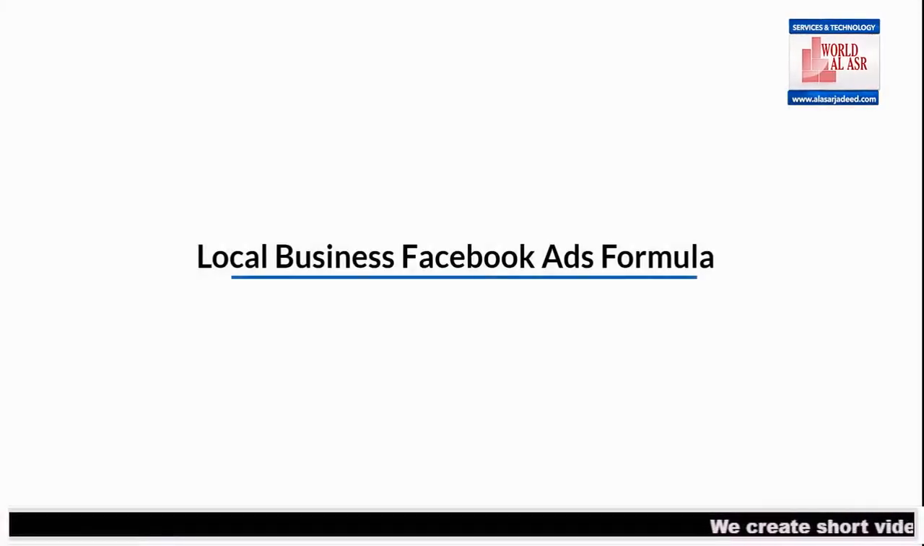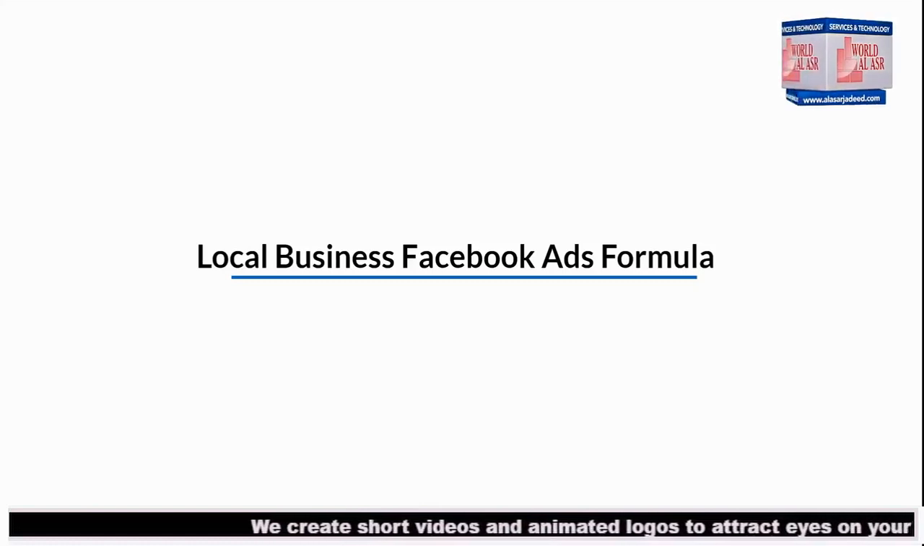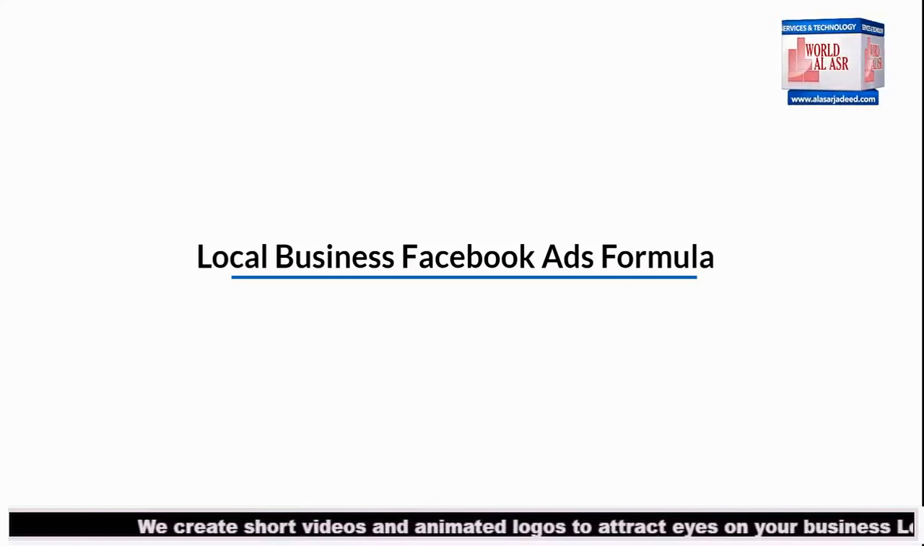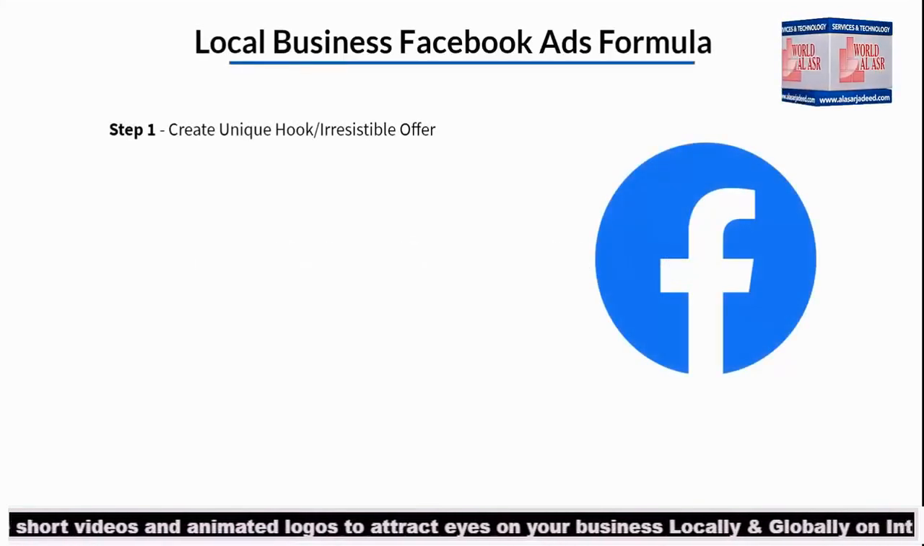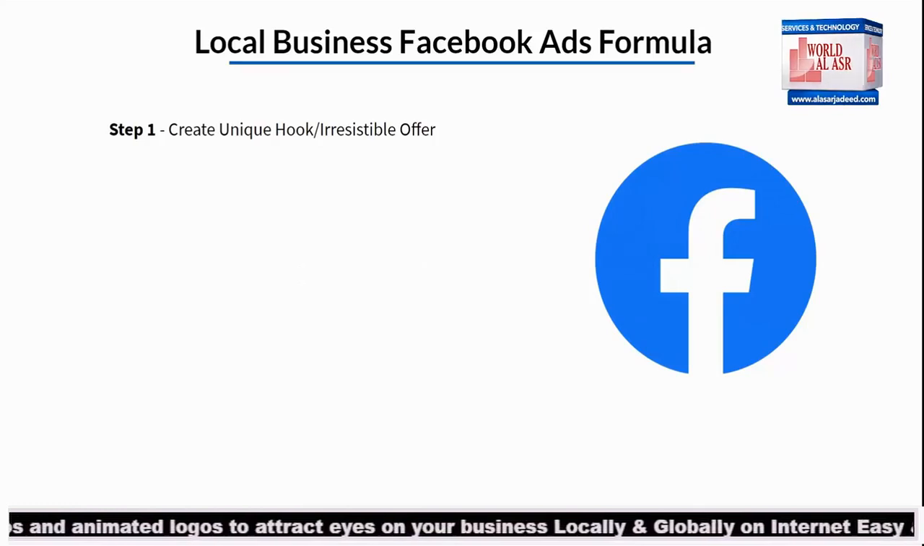In this video, we're going to go over the local business Facebook ads formula. This is a 6-step process that we're going to be following to launch our ads. Now I'm going to walk you through each step in detail. So the very first step is to create a unique hook or irresistible offer.